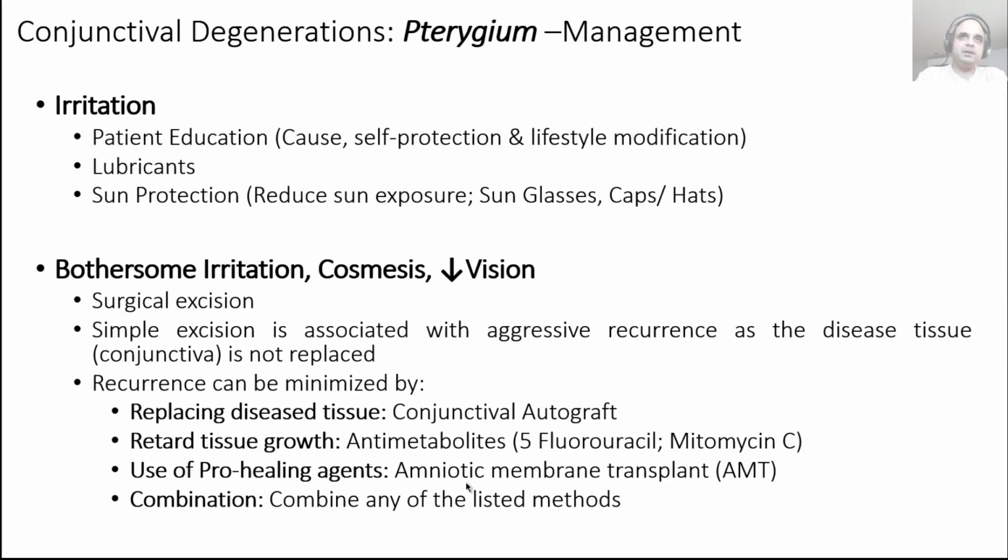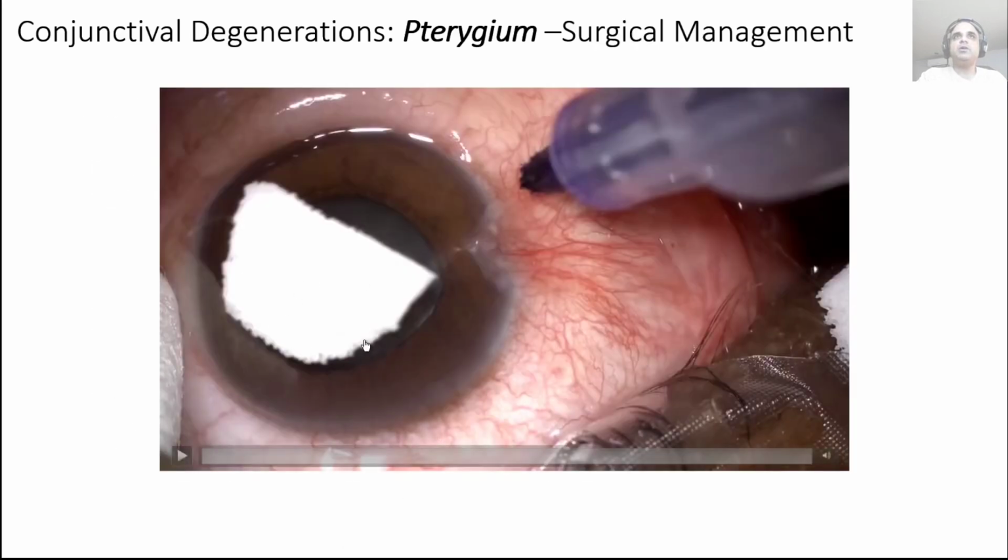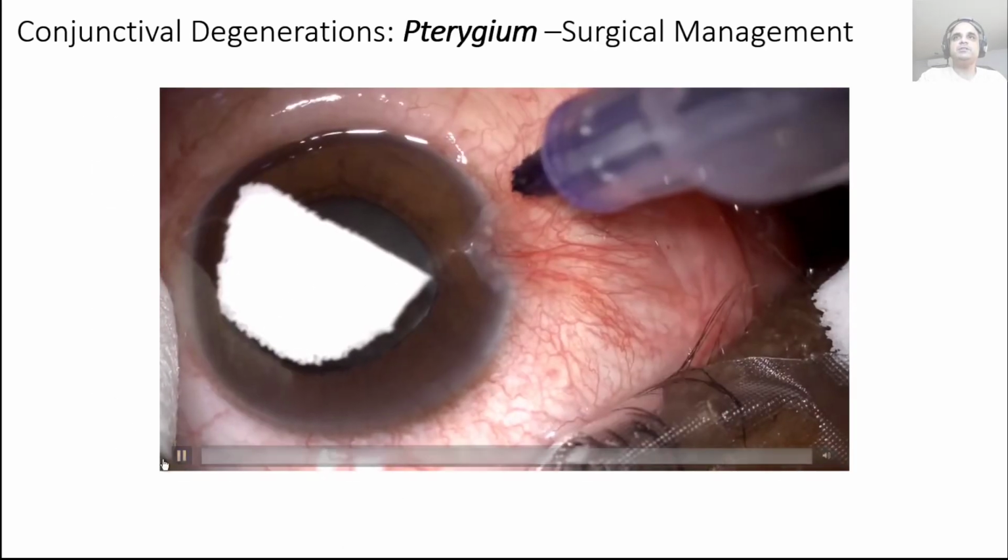And we have talked about amniotic membrane when we were talking about keratitis. You can combine any of these conditions if you feel that the chance of recurrence with just one of these methods, either autograft or antimetabolite or amniotic membrane, would be high. So you combine any of these methods, maybe all three, or maybe any two, or whatever the surgeon prefers. So this is a video of how a pterygium is excised together with an autograft.